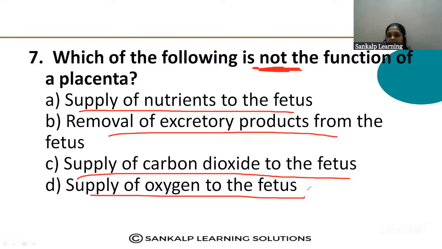Seventh one, C. Yes, many are writing the correct answer. That is C, supply of the carbon dioxide to the fetus, because that is not a supply, that should be a removal of the carbon dioxide. The fetus does not need the carbon dioxide. So the correct answer is option C.